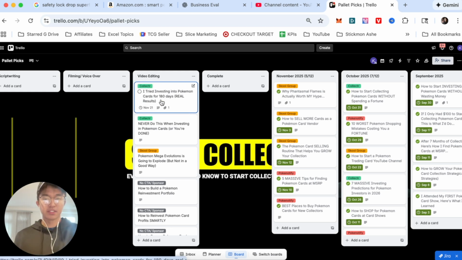But that right there, guys, is the best and easiest way that I know of to actually go ahead and add due dates to Trello cards.